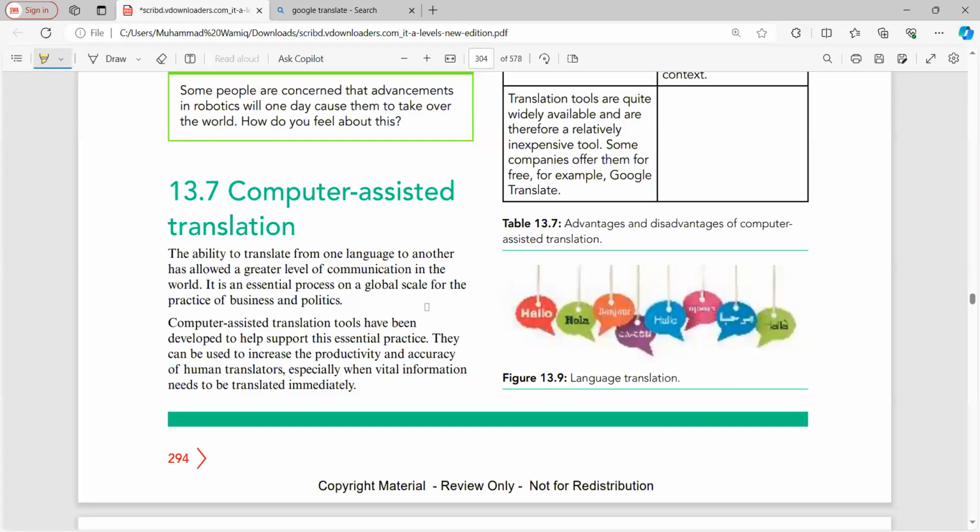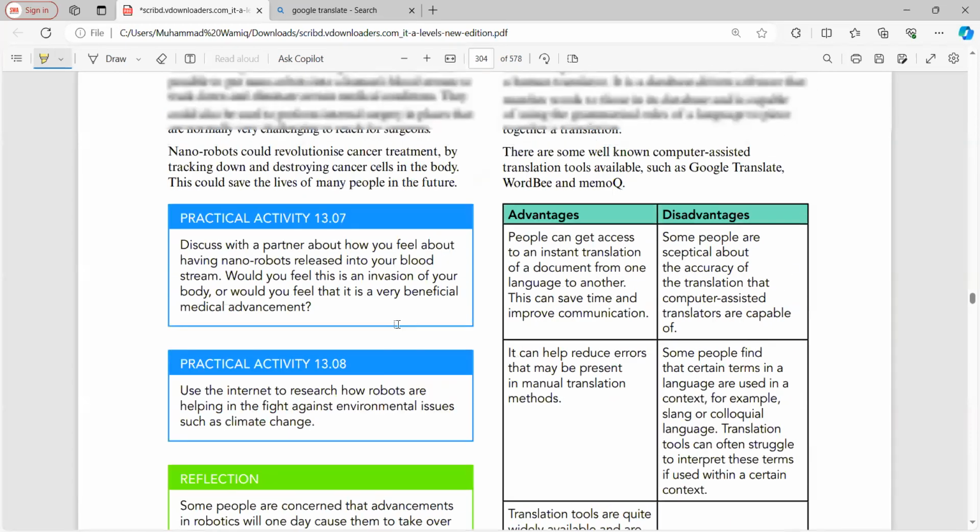This is also provided to you by Google. It provides a greater level of communication. So in different parts of the world, you can use this tool to communicate with each other. They have been developed to help and support each other and to increase human productivity and accuracy.